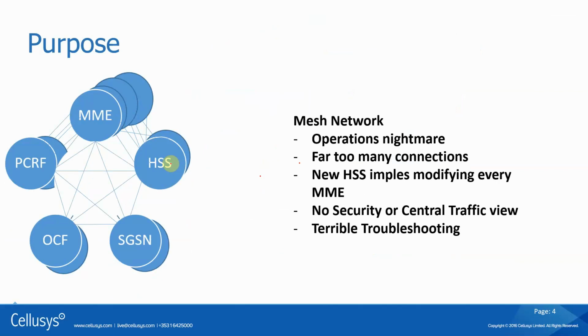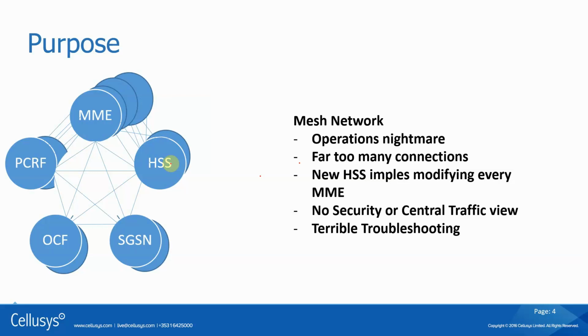So if you don't have a DSC, you're going to end up with a network like this. It's actually going to be even more complicated than this. It's a mesh network. That means pretty well everything has to get connected to pretty well everything else. And if you were to add a new HSS onto this diagram, you'd have to have every MME connect to that new HSS. So this is an operations nightmare. There's just far too many connections to maintain.